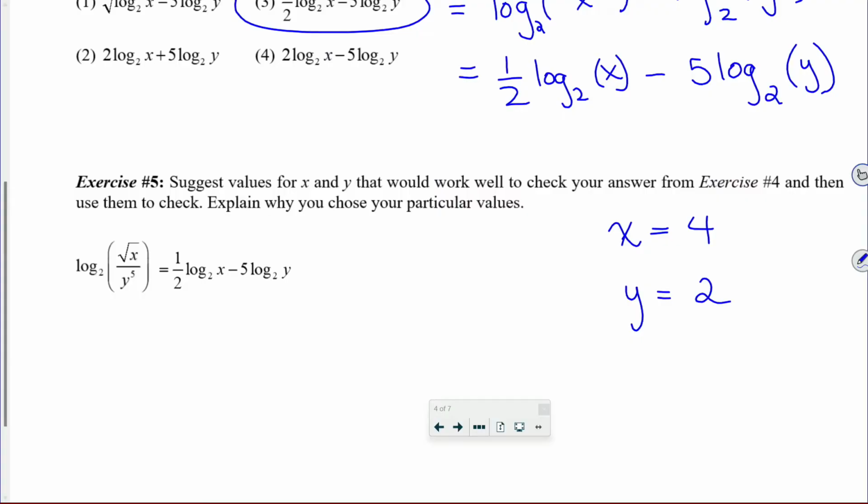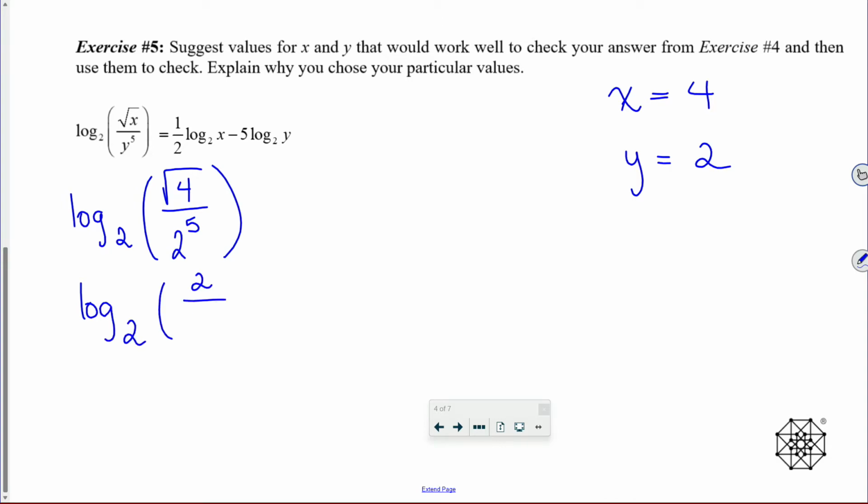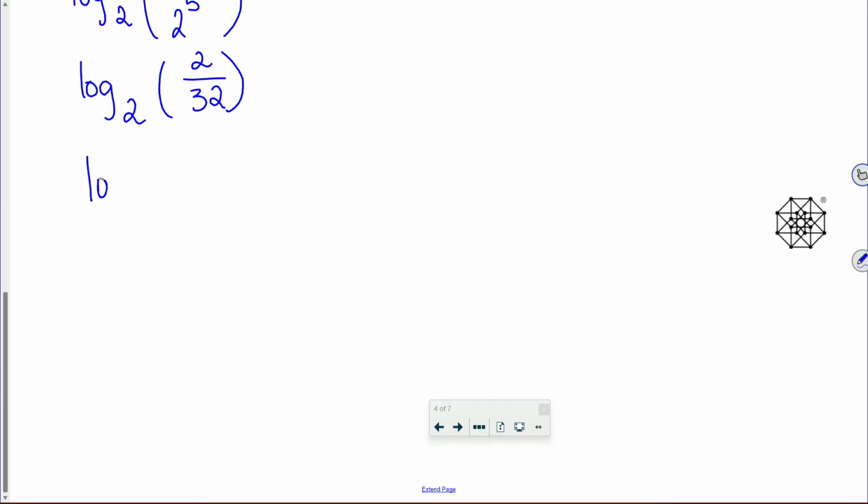Here's the equivalency. Let's first put x equals 4 in here and y equals 2 here. So that's going to be the log base 2 of the square root of 4, all divided by 2 to the 5th. That's going to be the log base 2 of 2 divided by 32. Let me simplify it. That's going to be the log base 2 of 1/16. And the log base 2 of 1/16 is -4 because 2 to the -4 is equal to 1/16.